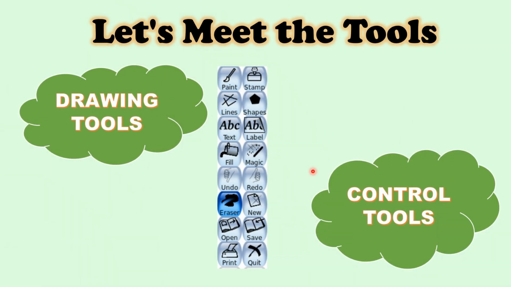Now, our tools, which we have learned just now, can be classified into two parts. One is drawing tools, and the other one is control tools. In the drawing tools category, we have paint, stamp, lines, shapes, text, label, fill, magic, and eraser. For control tools, we have undo, redo, new, open, save, print, and quit. Now we'll discuss in detail about each of these tools.